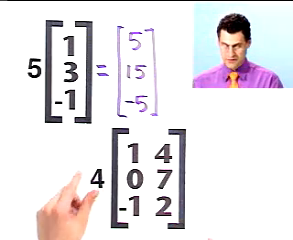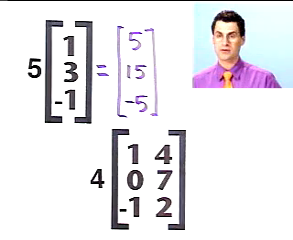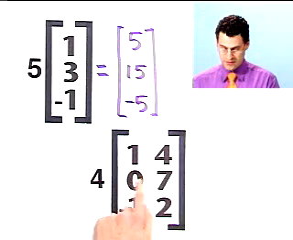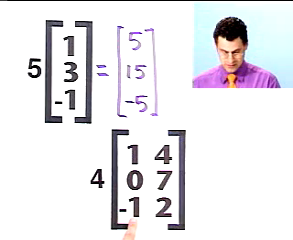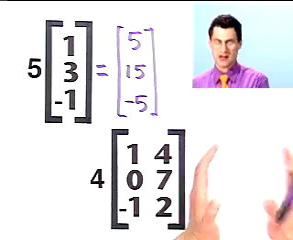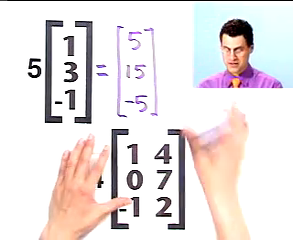So for example, this would give you another 3 by 2 matrix, and you would get 4, 16, 0, 28, minus 4, and 8. So again, it would be the exact same size, same shape. So scalar multiplication is not a big deal.